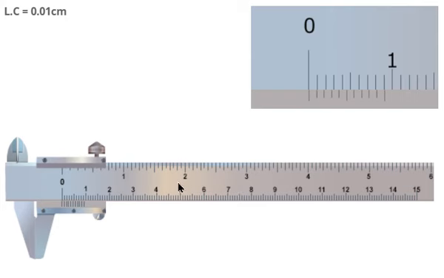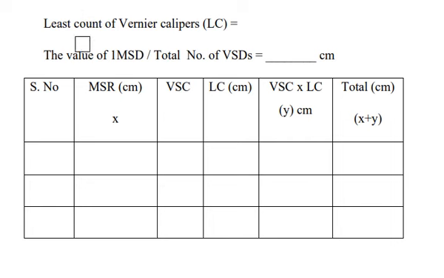In the second step, we will see how to calculate the least count of this instrument. So the formula for the least count is expressed like this. Least count of the vernier calipers is equal to the value of one main scale division divided by the total number of vernier scale divisions.